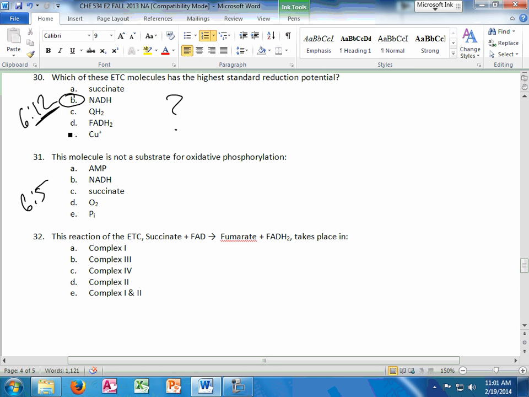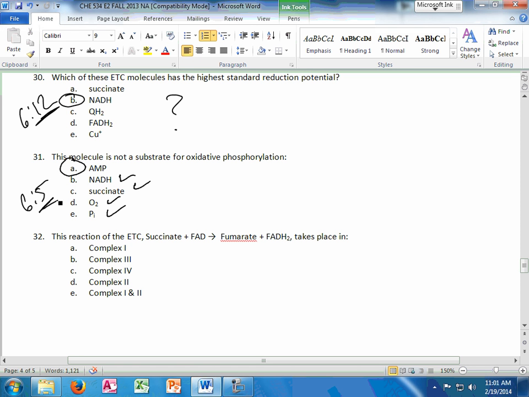Which molecule is not a substrate for oxidative phosphorylation? AMP, ADP would be the answer, or would be one. Everything else is used somewhere in oxidative phosphorylation. You can find that on slide 5 amongst many other slides throughout the unit. That was just the first one I came to that had that on it.